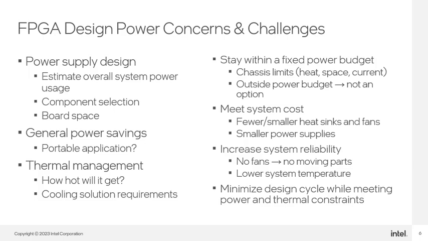With power supplies chosen, the design must stay within a fixed power budget. Going outside of this budget is not an option, since it could require redesigning the power supplies and cooling solution. At the same time, the system must meet a cost budget. Bigger power supplies and cooling hardware add to this cost. If power usage can be reduced, the overall system cost can be reduced as well. The system must also be reliable. The more fans and cooling hardware required, the more likely something could fail.